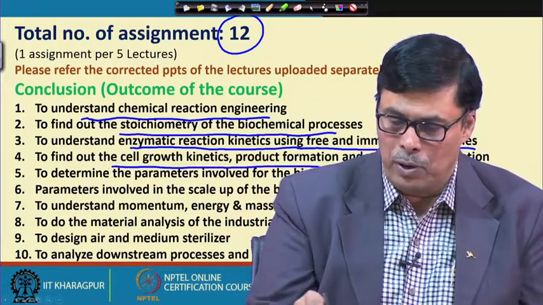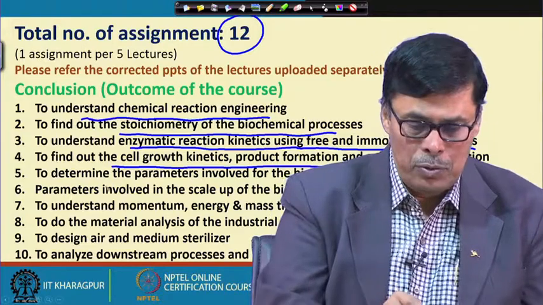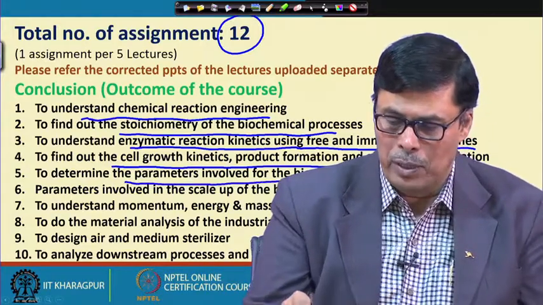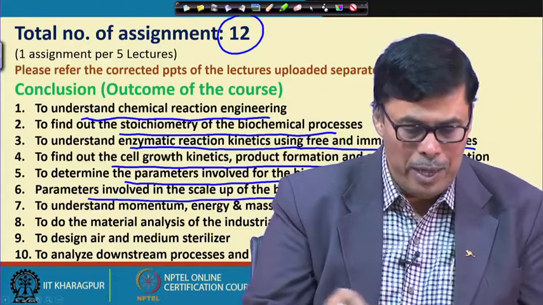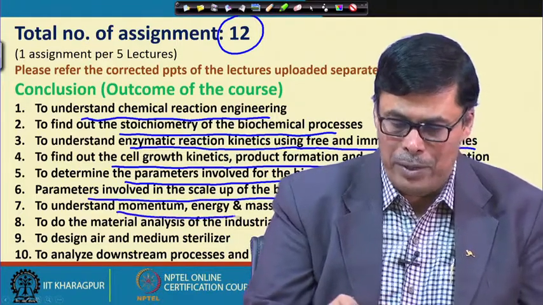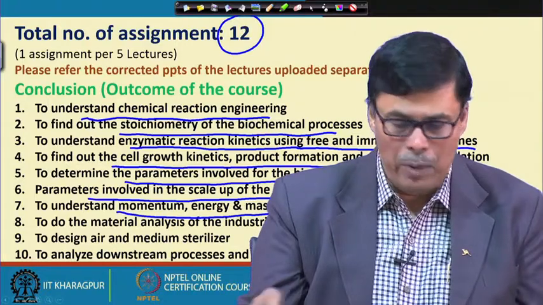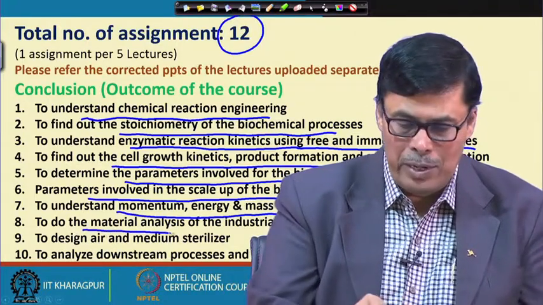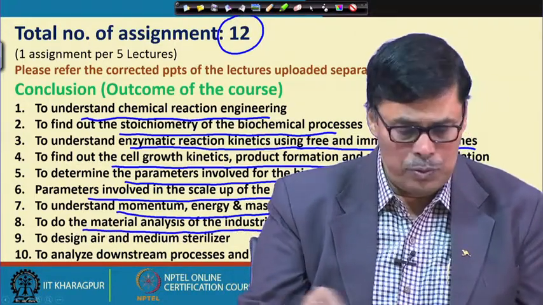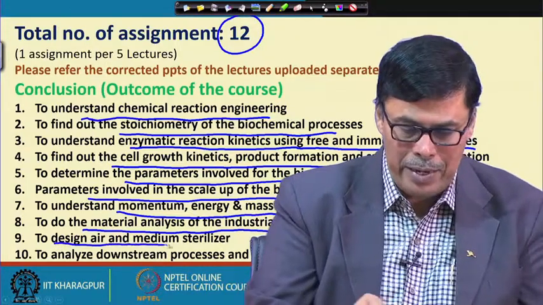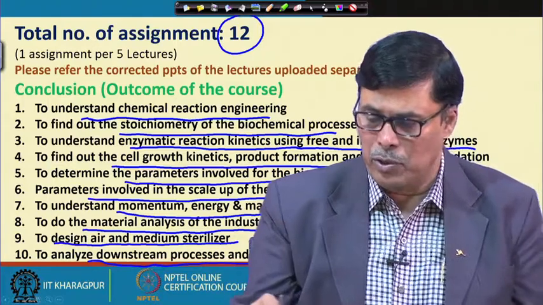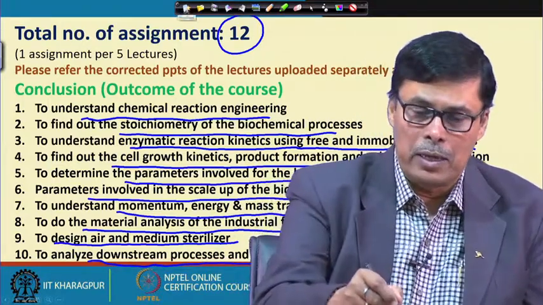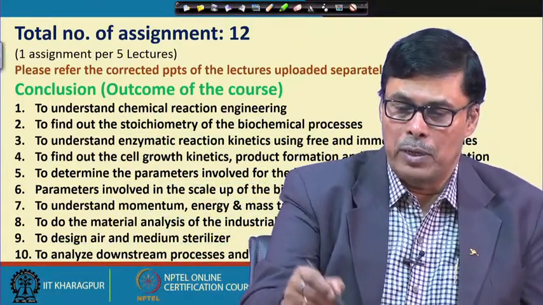and then to find out the cell growth kinetics, product formation and substrate degradation, to determine the parameters involved for bioprocess design, parameters involved for scale up of the bioreactor, to understand momentum, energy and mass transport involved in bioprocesses, to do material analysis of industrial fermentation processes, to design air and medium sterilization, to analyze the downstream processes and also the economics of the bioprocess. These are the outcomes of this particular course.